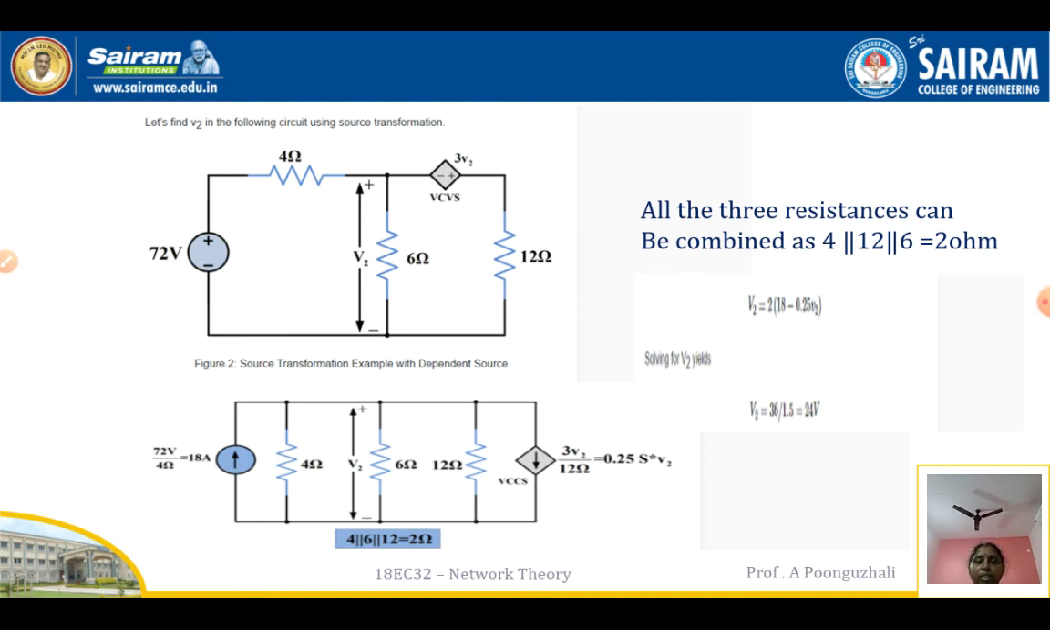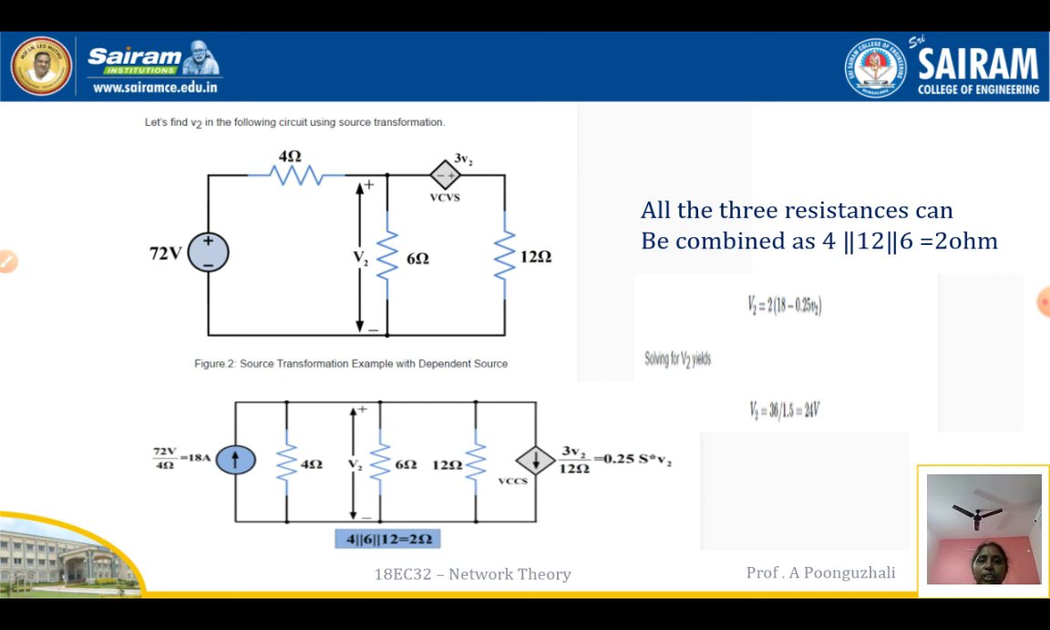So this is 0.25 V2. Now all these three resistors are in parallel. 4, 6 and 12 in parallel is nothing but 2 ohms. So your V2 is nothing but 36 divided by 1.5. Solving for your V2, it is 36 volts divided by 1.5, that is nothing but 24.